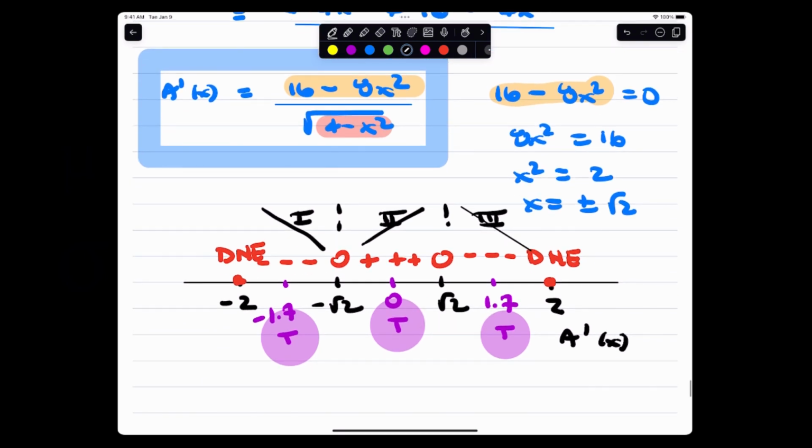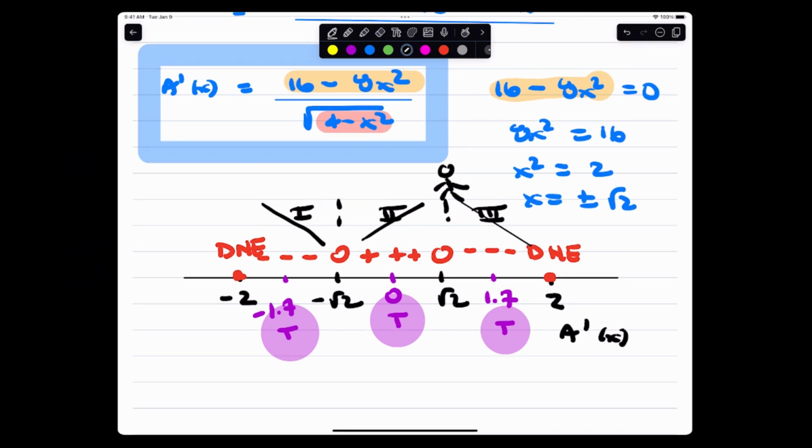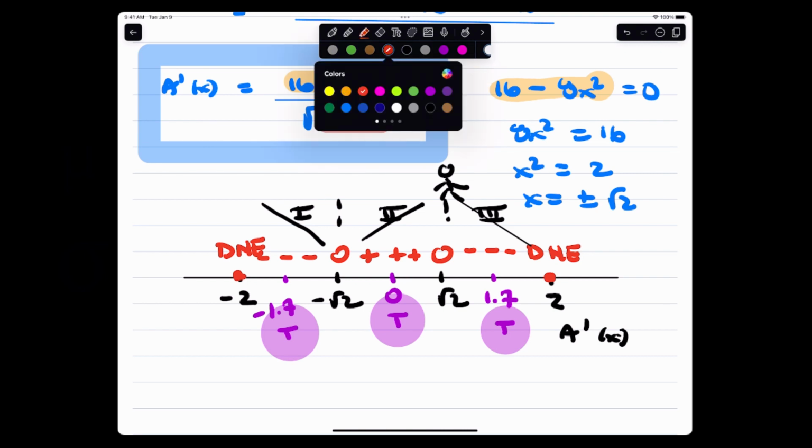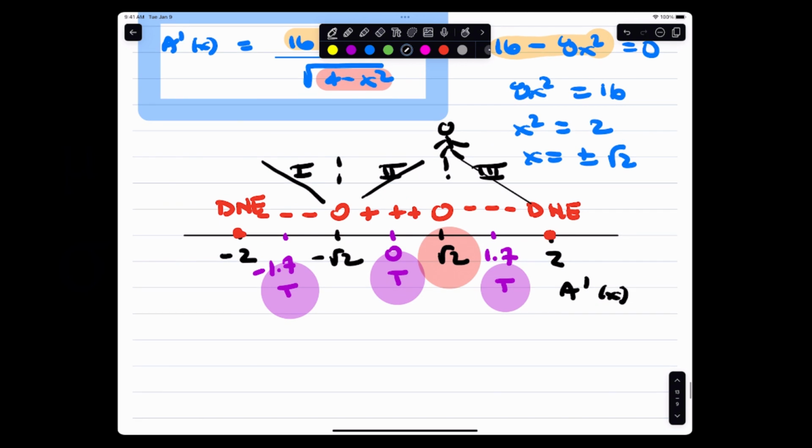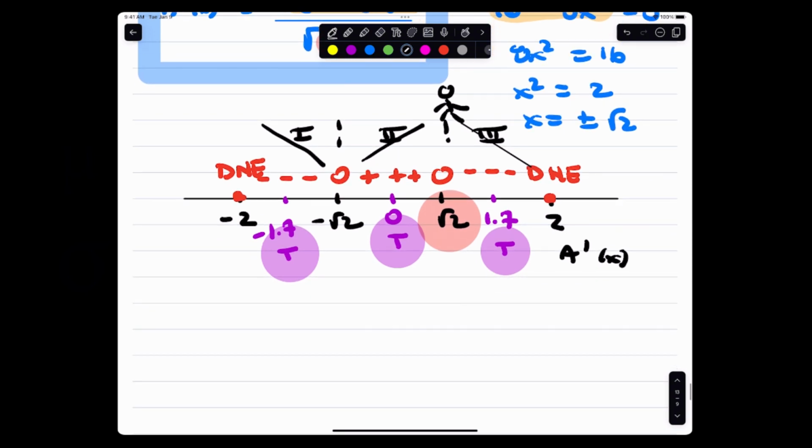So, where do you have a max, a relative max? You're on top of the hill where? Right here, is that true? So your area, here's your conclusion, has a max. A max happens where? At x equals what? The square root of 2.